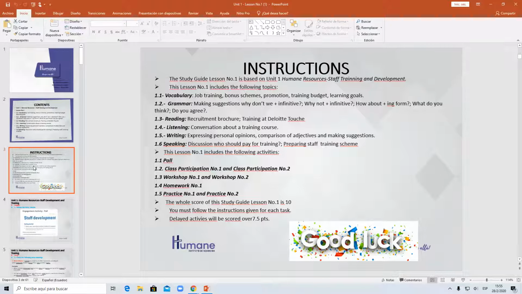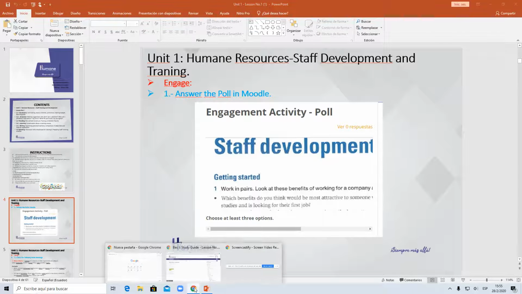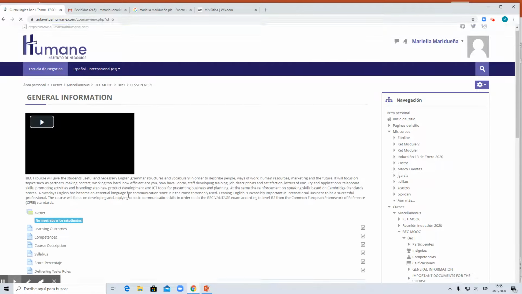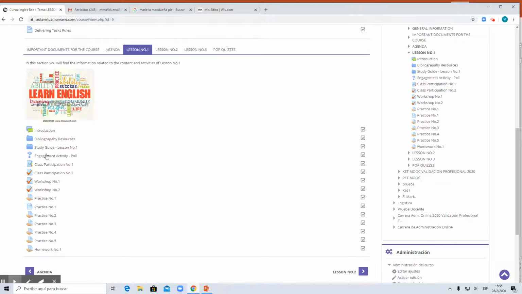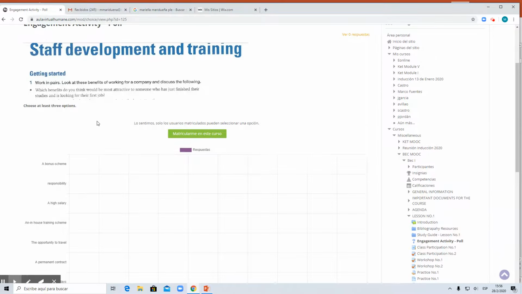So in order to start this lesson, there is a poll that you have to do. The poll, you're going to find it here. I'm going to go back to our module, okay? And it is here, engagement activity, the poll, okay? You just have to answer a question, okay? And choose the correct option.